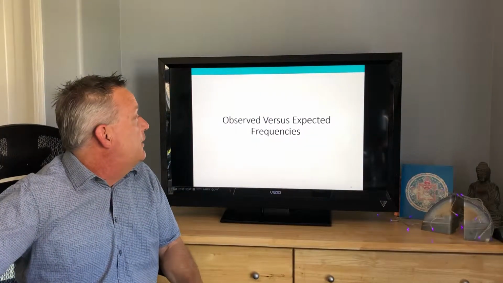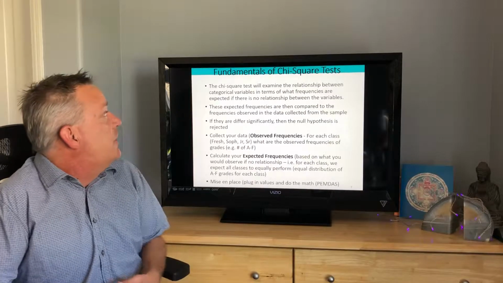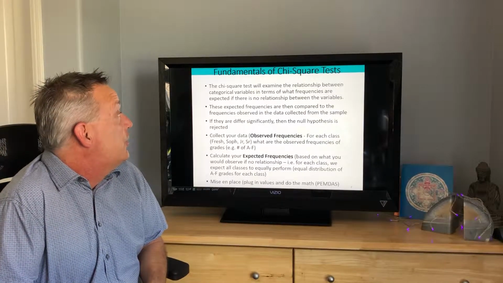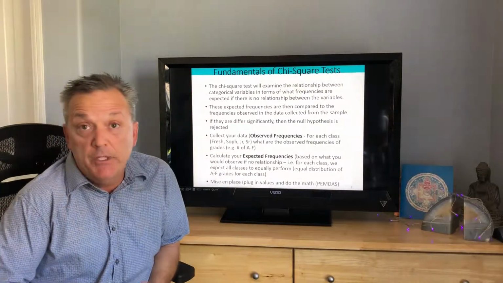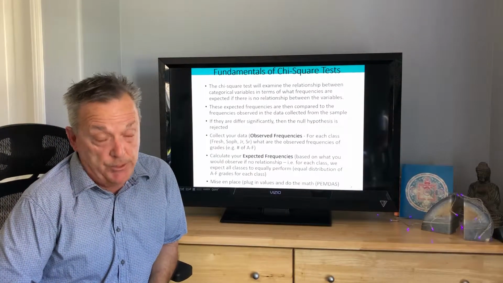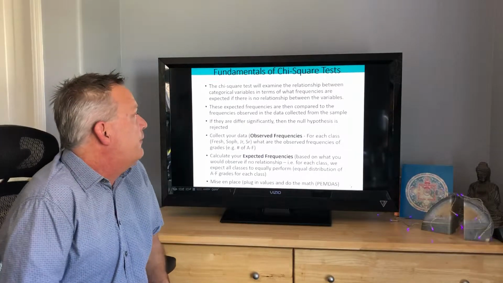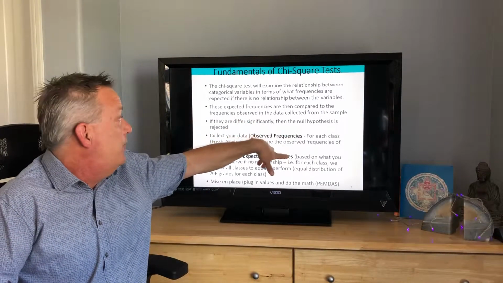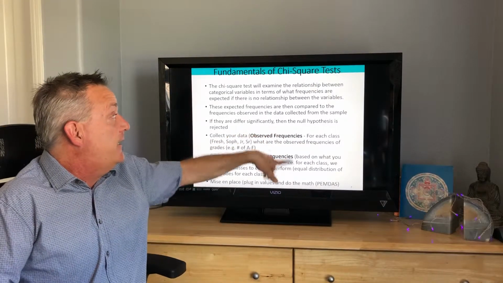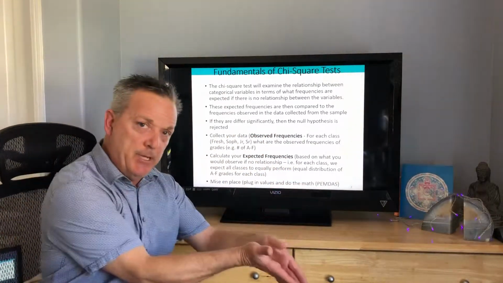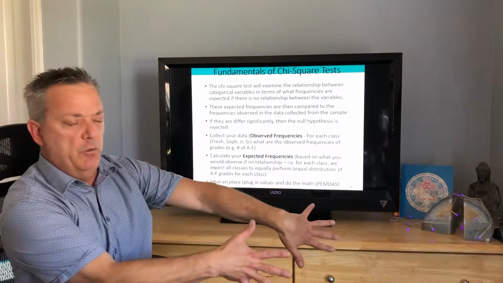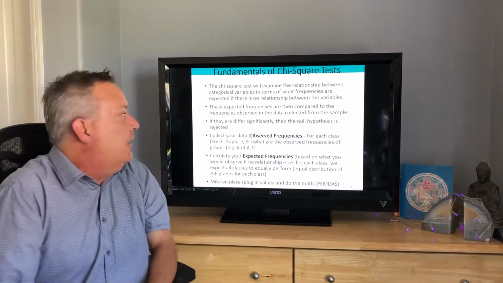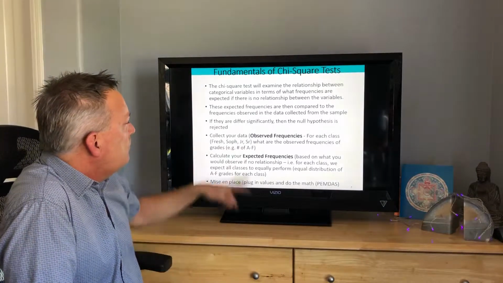Observed versus expected frequencies. The chi-square test will examine the relationship between categorical variables in terms of what frequencies are expected if there is no relationship between the variables. These expected frequencies are then compared to the frequencies observed in the data collected from the sample. If they differ significantly, then the null hypothesis can be rejected, right? Reject the null hypothesis and go with the alternative hypothesis.